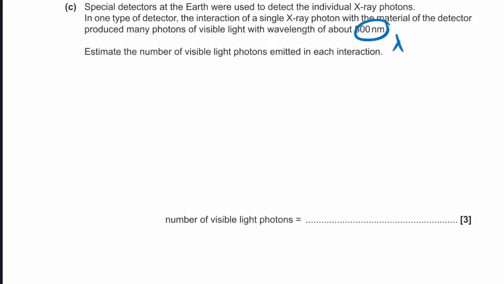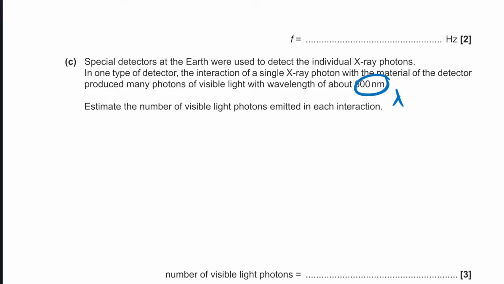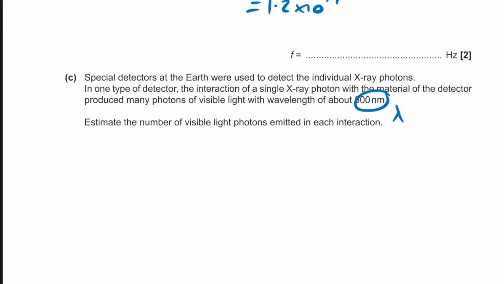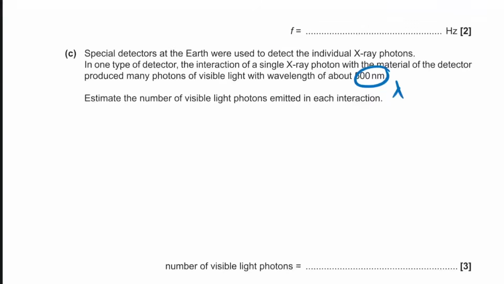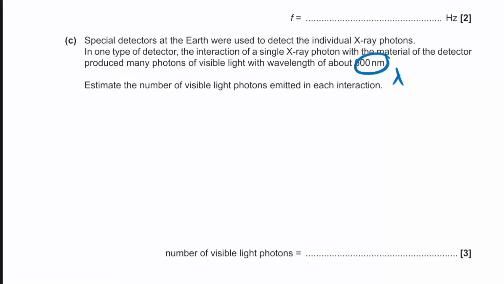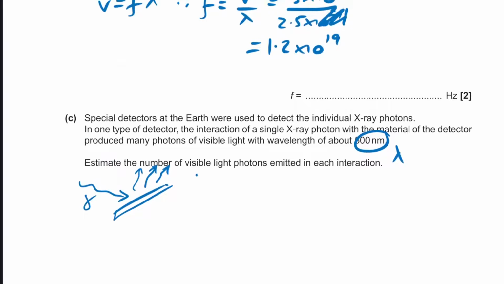Estimate the number of visible light photons emitted in each interaction. Interesting. So basically we have this one photon coming in, hitting this detector, and then it sends out loads of these. So we know that the energy of the photon coming in must equal all of the energy of the photons coming out. So we can just say that energy is equal to hc over lambda, can't we?